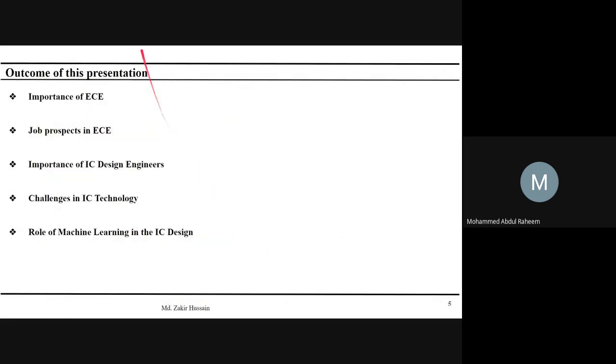What you get after attending this presentation today: the importance of ECE, what job prospects are there in the ECE domain, how important IC design is, what challenges there are in IC technology that you have to address, and what the role of machine learning is in IC design.